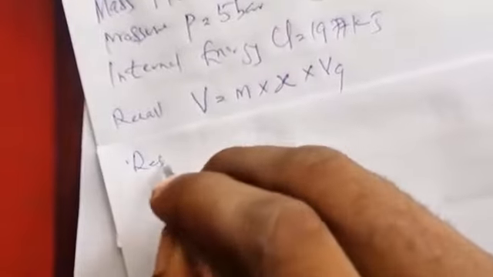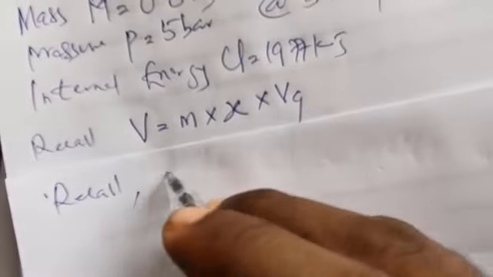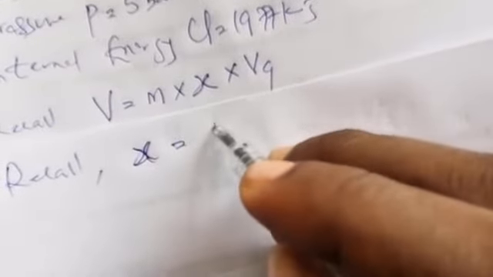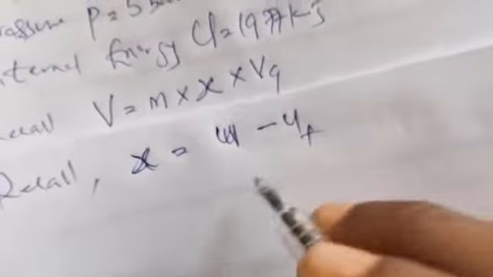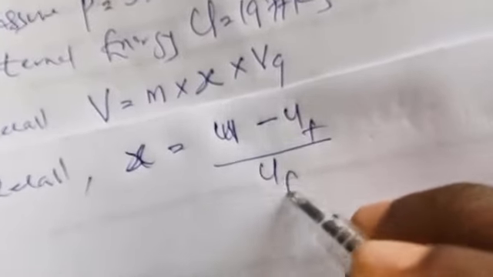Now recall that the relationship between dryness fraction x and internal energy is simply the specific internal energy, which is u, minus the internal energy of the fluid, all over u_fg, the internal energy of the fluid and gas.